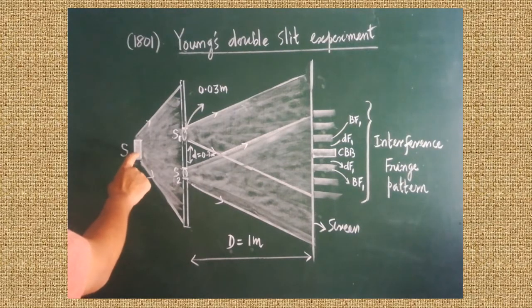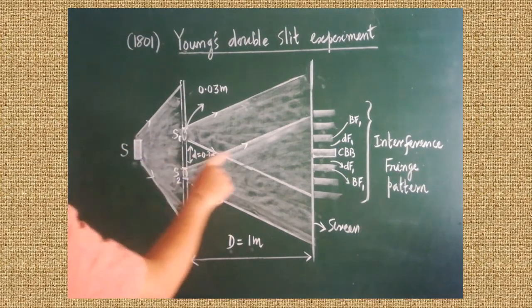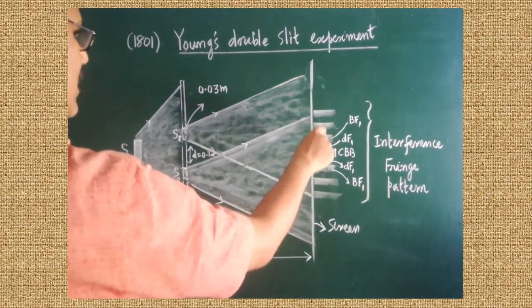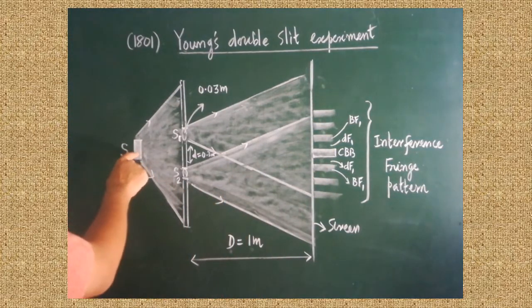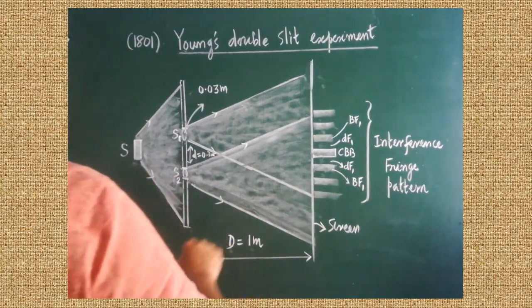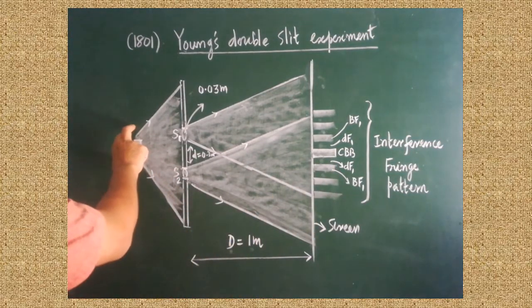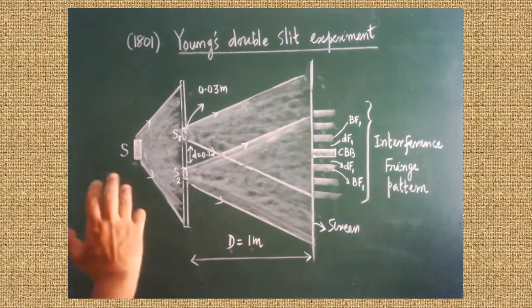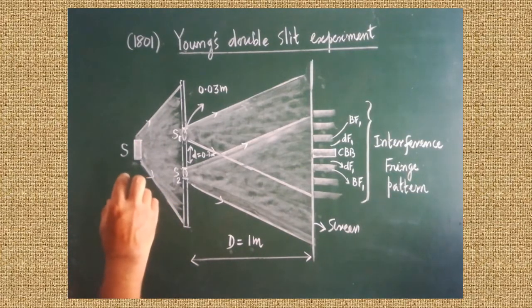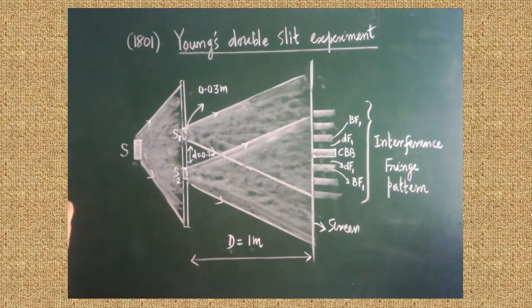If you use a sodium vapor lamp, for example, it emits yellow light, no? If yellow light is used, in the bright band regions, yellow color will appear, and in the rest of the portion, dark region will be there. If blue monochromatic light is used, in the bright region, blue color light will appear. So you have to use monochromatic light, that is very important. It's a very fundamental thing. You should know the basic idea about Young's double slit experiment.